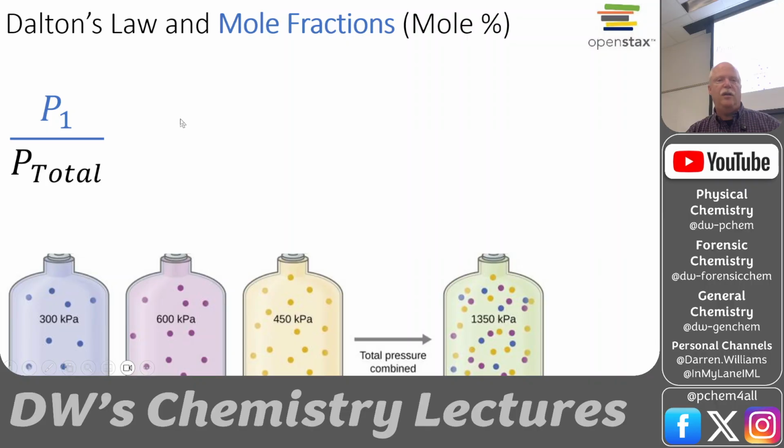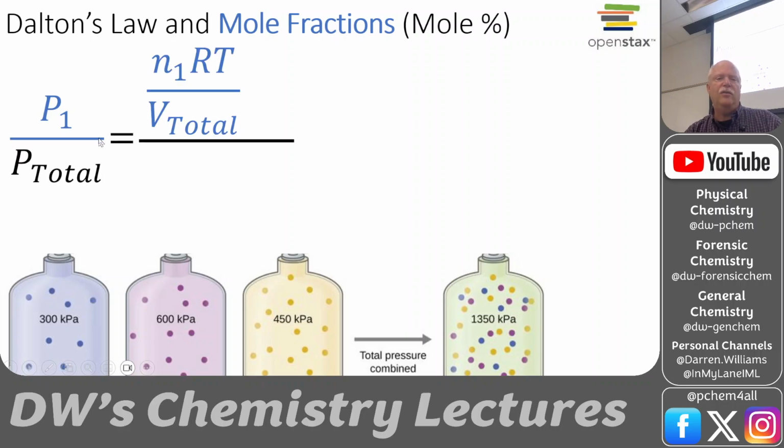And so we can use Dalton's law to come up with mole fractions. And this is another way of talking about concentration of a gas. So the concentration units you've used mostly are molarity, moles per liter of solution. But this is another type of concentration. It's mole percent. And so if we took the pressure of gas number 1 and divided it by the total pressure, and we wanted to know about moles, we could convert all of those to moles. So the pressure of gas 1 is the number of moles, nRT over V. Okay.